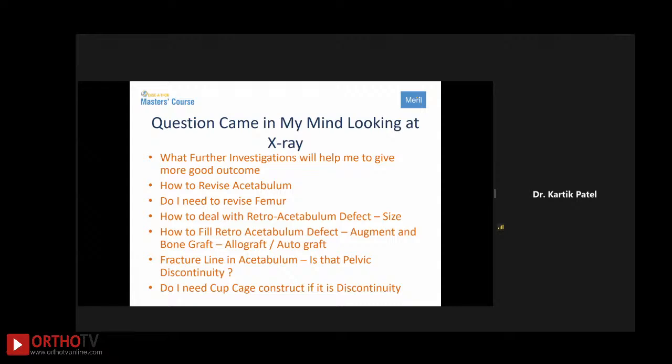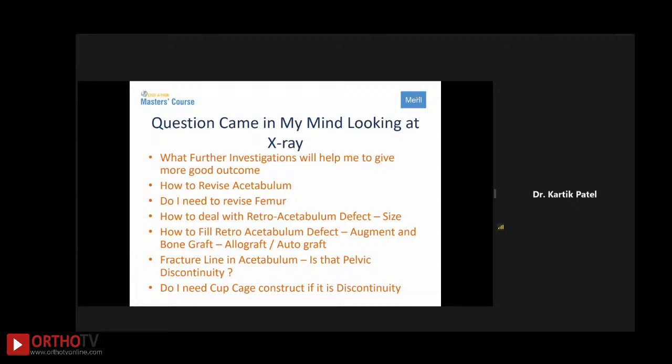Either augment or bone graft? Which kind of bone graft, allograft or autograft? Fracture line in the acetabulum? Is there a pelvic discontinuity or something else? And do I need a cup-cage construct if it is a pelvic discontinuity?